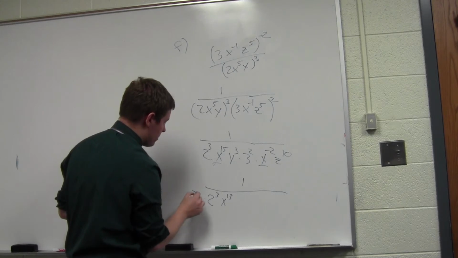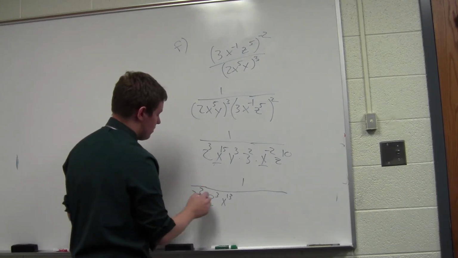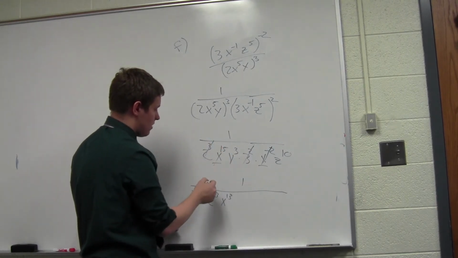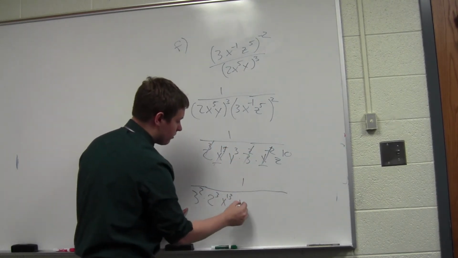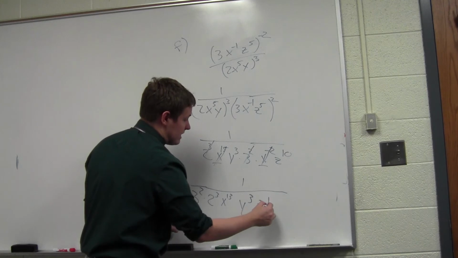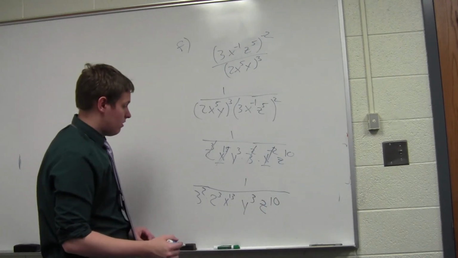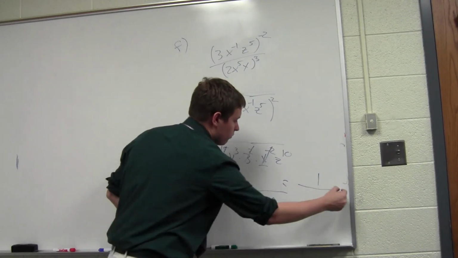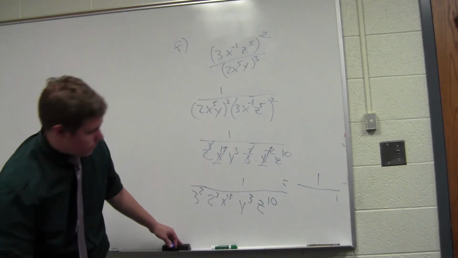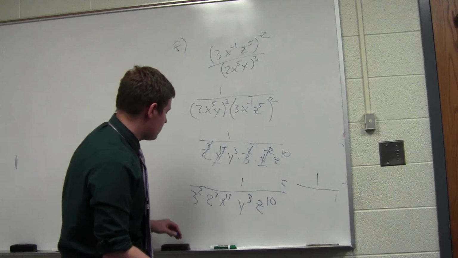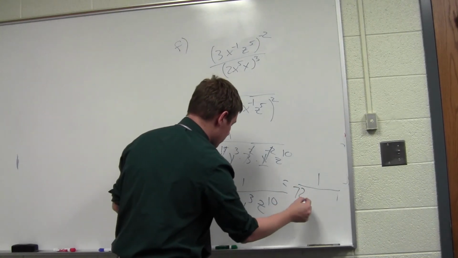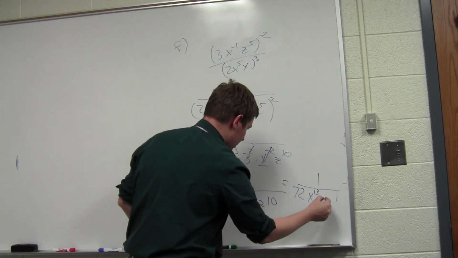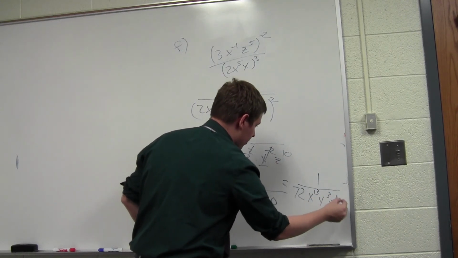I want to put these together because they're both numbers, and multiply those together in a second. Y to the third times z to the 10th. And then that's a number. So this is equal to 1 over, what is that number? 72. Yeah, 3 times 3 is 9. So 72, x to the 13, y to the third, z to the 10th.